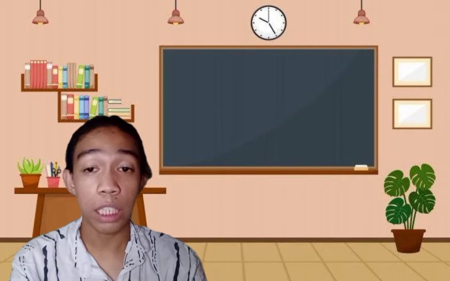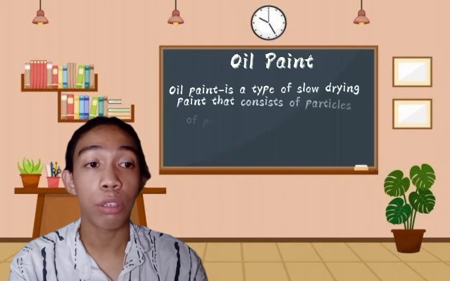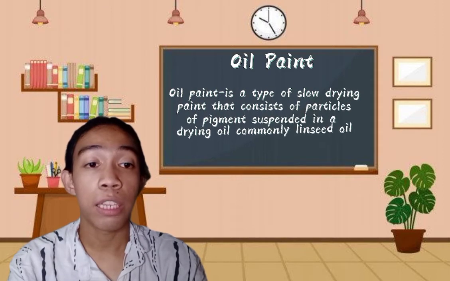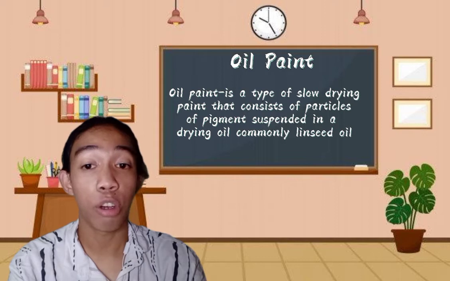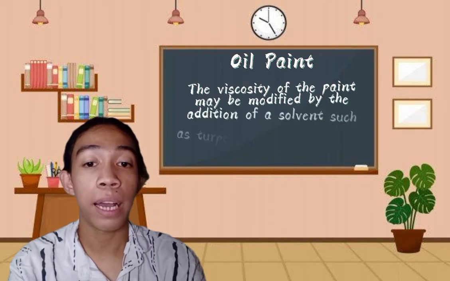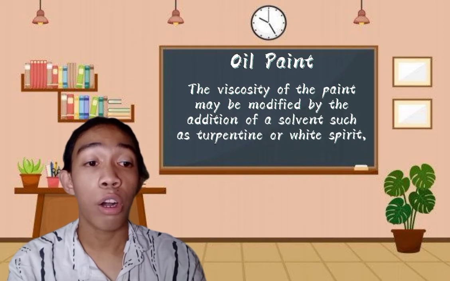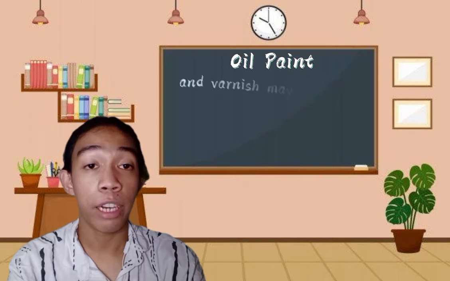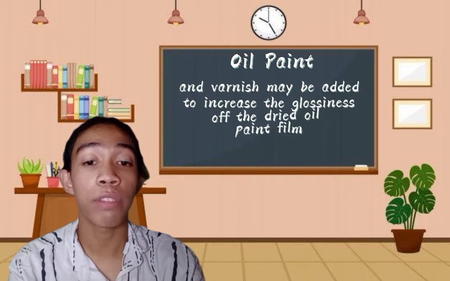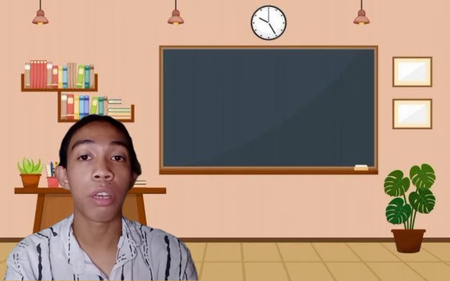The next one is oil paint. Oil paint is a type of slow-drying paint that consists of particles of pigments suspended in a drying oil, commonly linseed oil. The viscosity of the paint may be modified by the addition of a solvent such as turpentine or white spirit, and varnish may be added to increase the glossiness of the dried oil paint film. And here are some examples of oil paint.